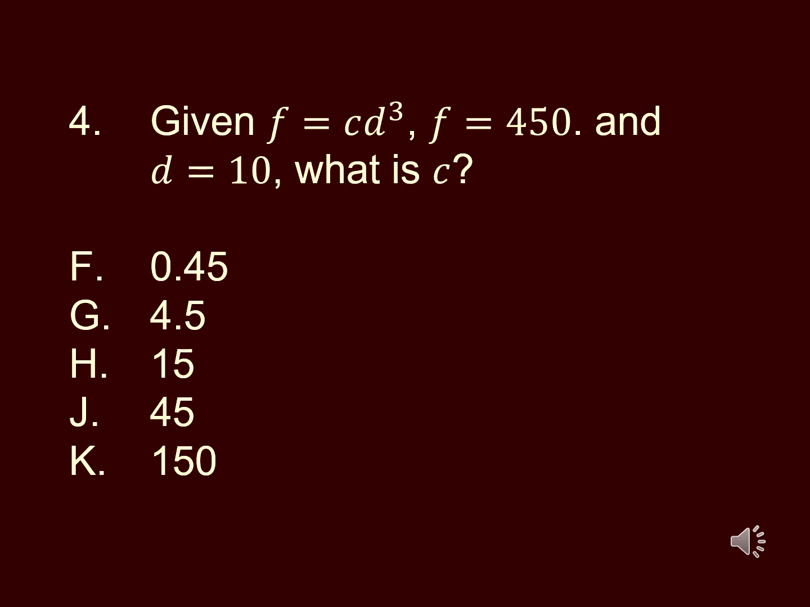Our next question is number 4. It says, given that f equals c d cubed, f equals 450, and d equals 10, what is c? And our possibilities are 0.45, 4.5, 15, 45, or 150.